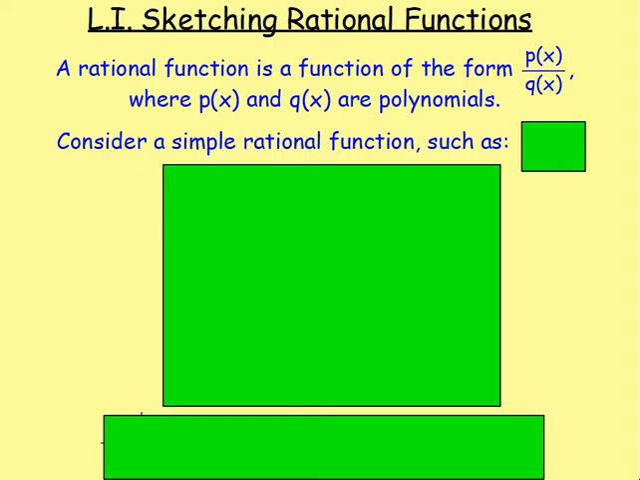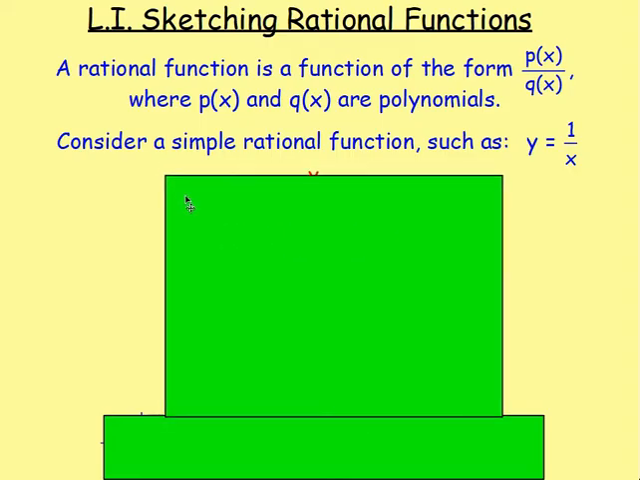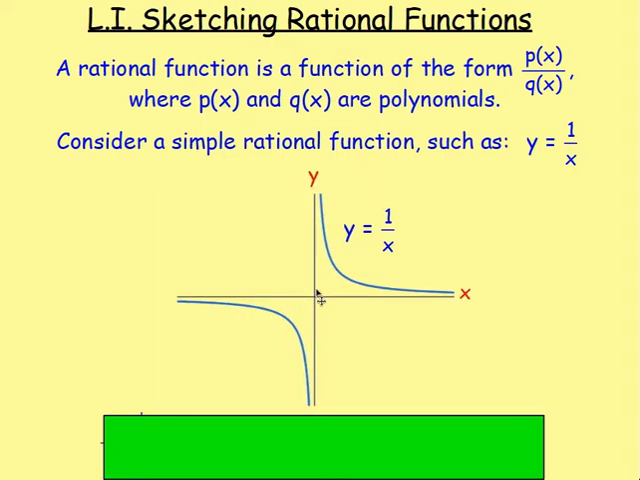Let's take a basic rational function such as y equals 1 over x. If I asked you to graph that, you will end up with this. You can see here as x gets bigger and bigger, the graph is going to get closer and closer to the x-axis. You can see here as y gets bigger and bigger, again the graph's going to get closer and closer to the y-axis. It's the same over here as well.